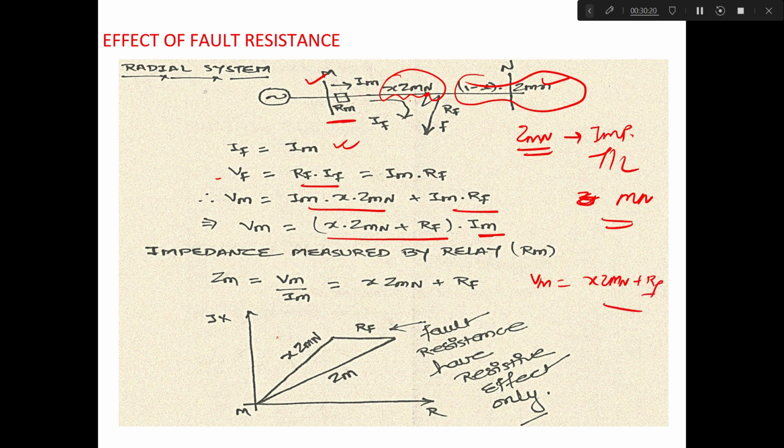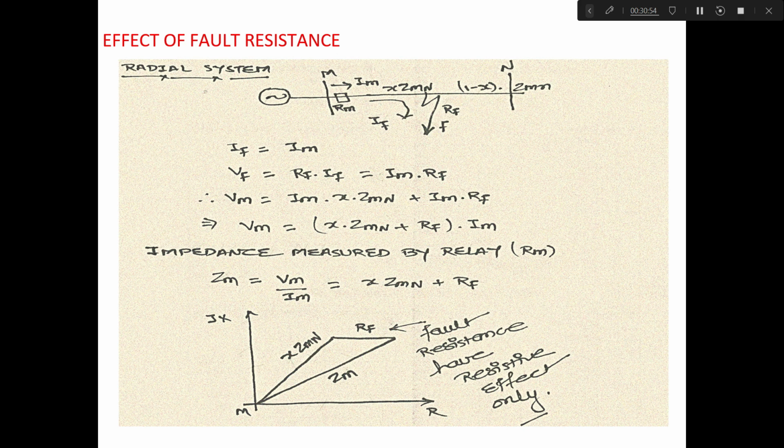What does this mean? This means simply this is your X Zmn in general, but now because of the introduction of RF, the impedance measured by the relay changes. So the fault resistance changes the total impedance measured, and now it moves into the direction of resistance. And this effect is generally, in case we are considering the source only at one end, that this is a radial system. So in case of a radial system, the effect of fault resistance is in the resistive direction only.